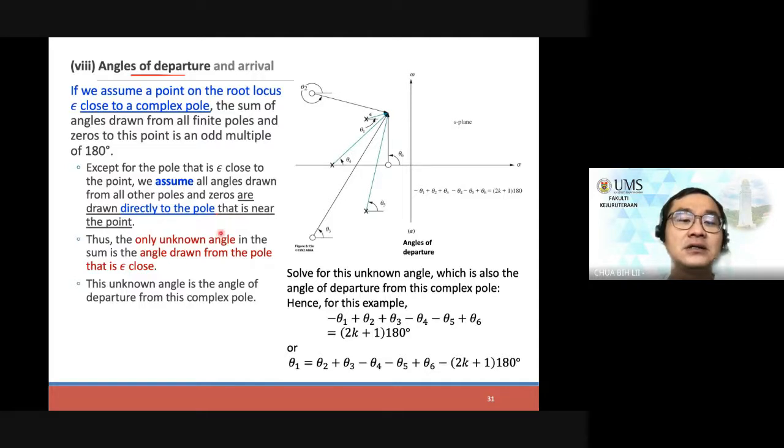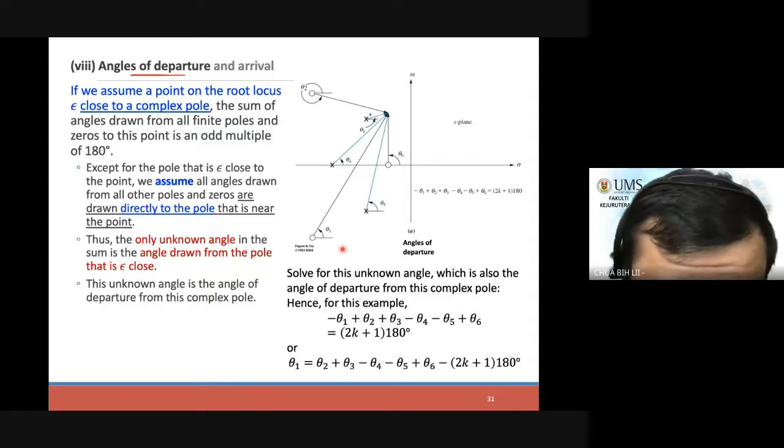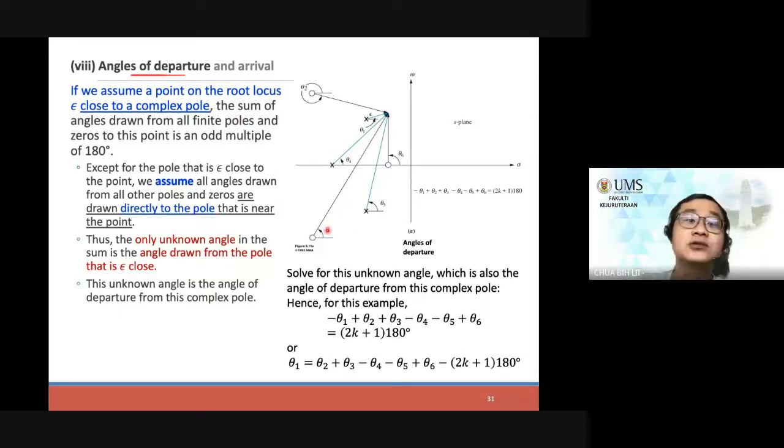Therefore, now we use these equations. From this diagram itself, we can see that there is something very close, which is minus theta 1, then theta 2, theta 3, theta 4, 5, and 6. As you know, we just sum and minus according to whether it is a pole or zero, right? So the total must be equal to 2k plus 1 multiplied by pi, or 180 degrees. So this is the condition.